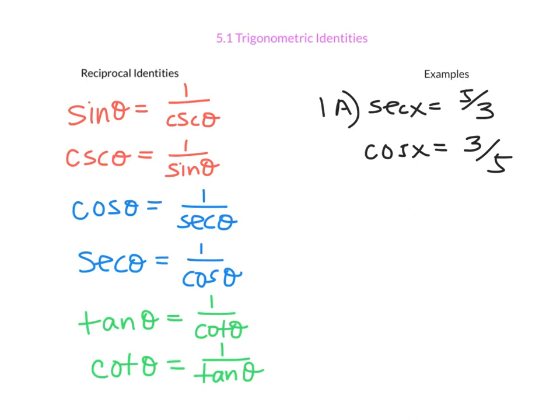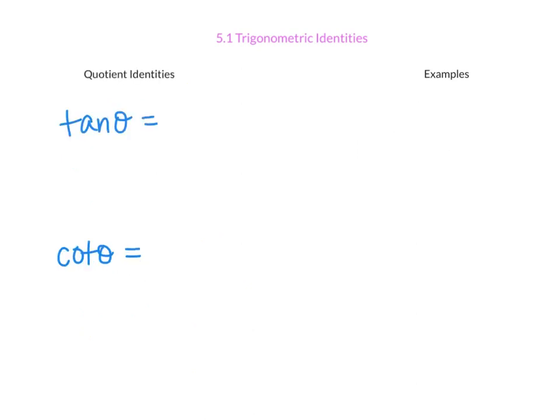All right, if you need to pause here and make sure the reciprocal identities are written down, go ahead. We're going to move on to quotient identities next. Okay, the quotient identities deal with the fractions here. So quotient is, after all, just a fraction. So we already know that tangent equals sine over cosine.